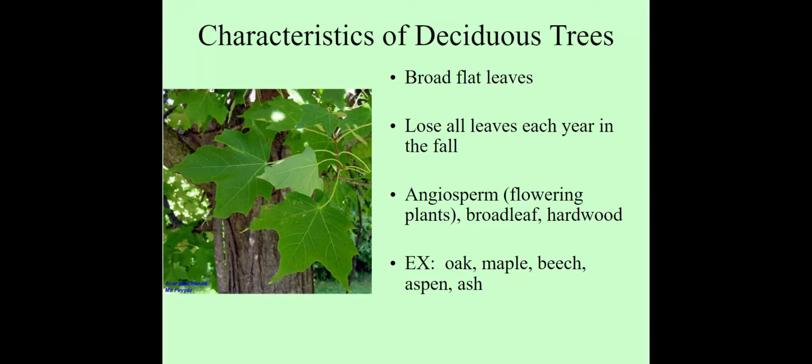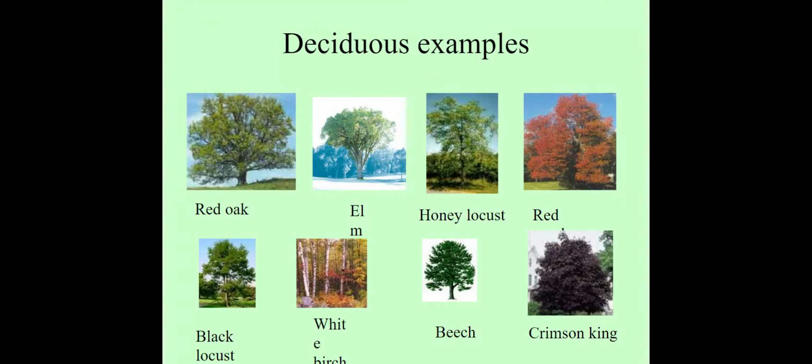Deciduous trees have broad, flat leaves. They lose their leaves each year in the fall. Angiosperms, flowering plants, broadleaves, hardwoods. We are in a hardwood dominated forest here. Oak, maple, beech, aspen, and ash are deciduous examples. There are lots of different ways you can ID trees.